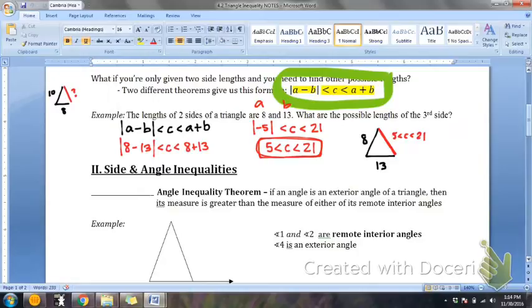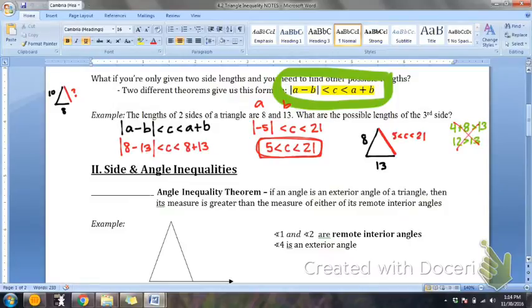Is 4 in that range? Between 5 and 21, is 4 in that range? No. So what happens if I said that this side was actually 4? Then we would make it not a triangle. You're right, because if I did 4 plus 8, is that greater than 13? Right, because that's the formula from up top. Is 12 greater than 13? So that one wouldn't work.